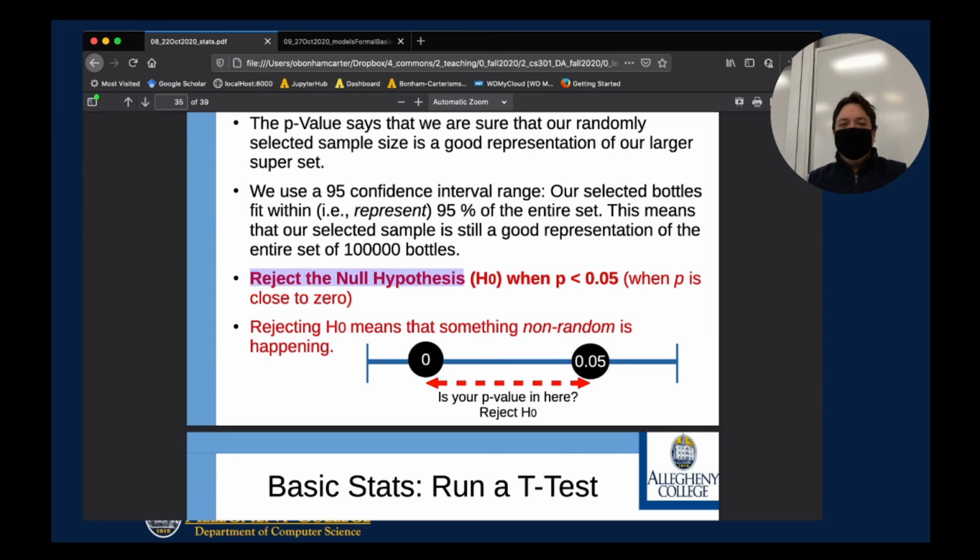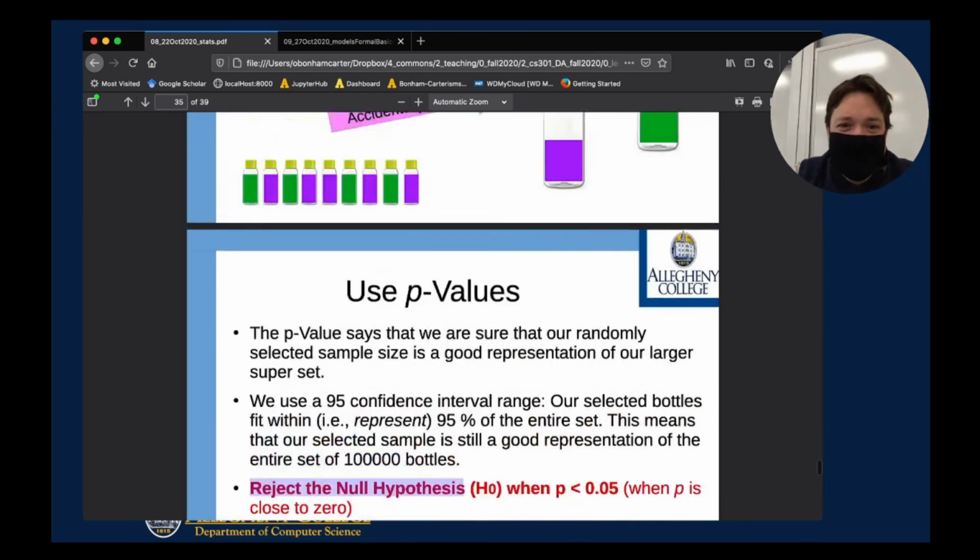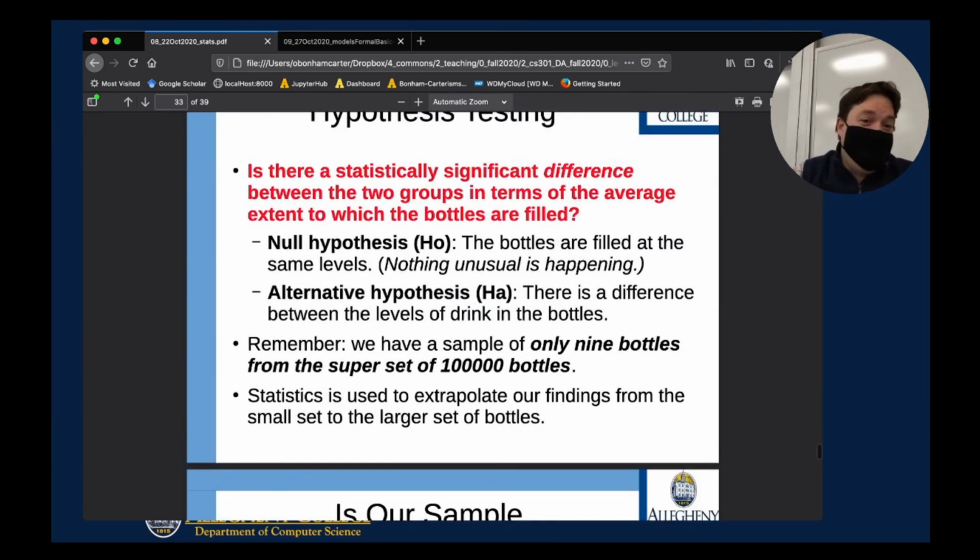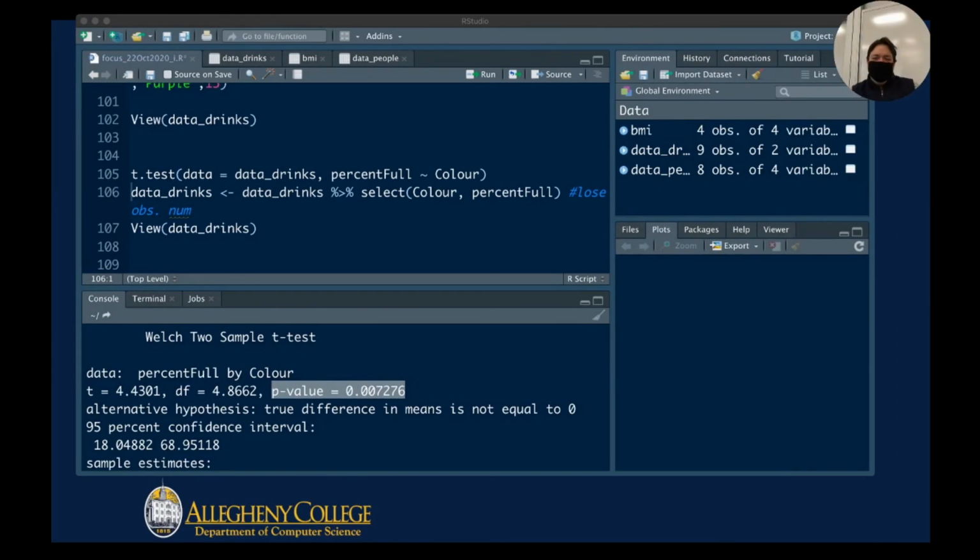Remember what the hypothesis was? It was saying that there's nothing happening, it's all good, everything's fine. The bottles are filled at the same levels. I'm going to reject that notion. This is suggesting to me that the bottles are not filled at the same level, that there is something inherently wrong with my bottling company, or bottling machine, because the bottles between green and purple liquids are not being filled the same way. So there is something happening.